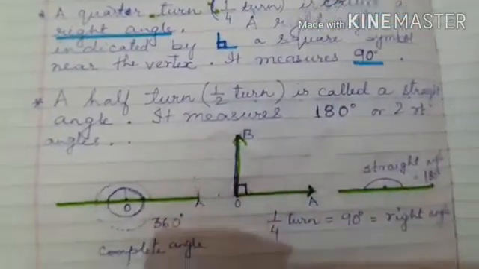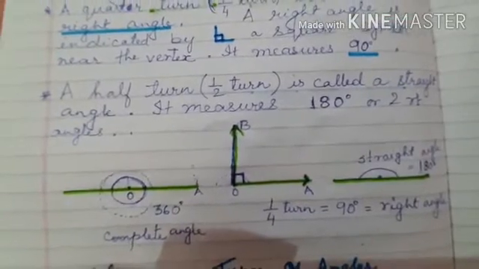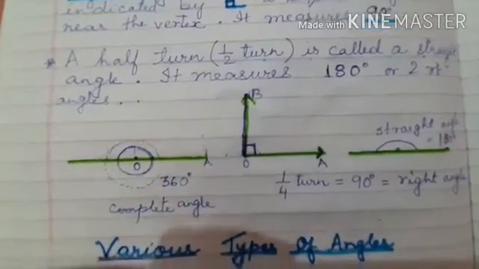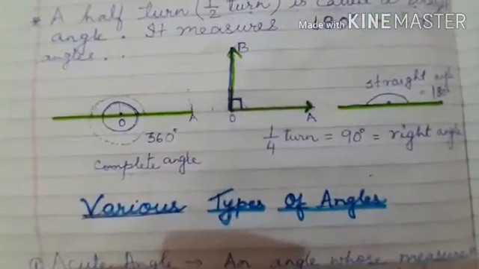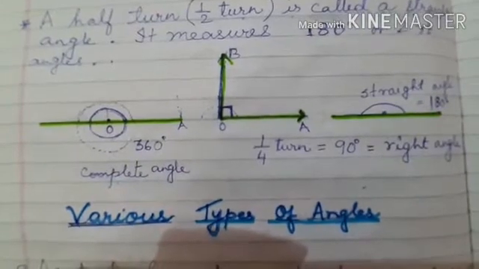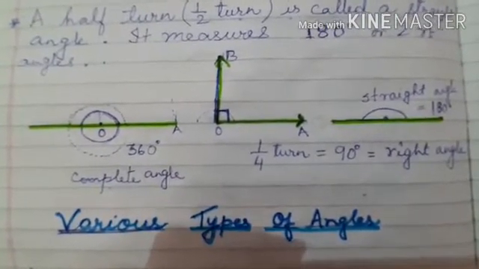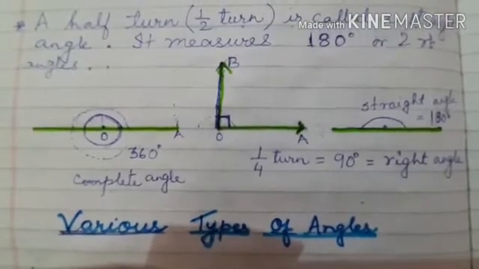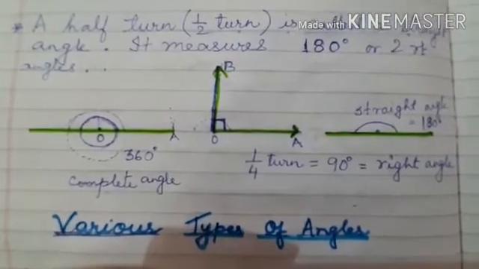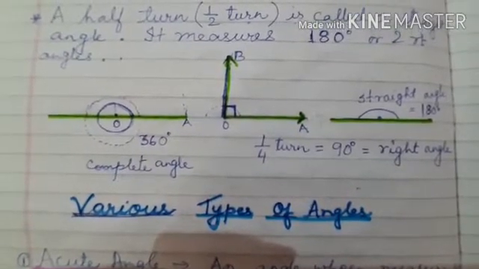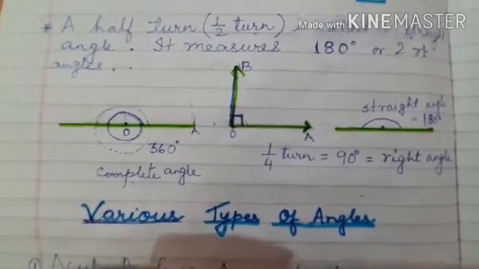Then a half turn is called a straight angle. It measures 180 degree or 2 right angles. You can see the angles here I have drawn. First one is complete angle, that is 360 degree. Second is 1/4 turn, that is 90 degree. And third one is a straight angle, that is equal to 180 degree. It is half turn.